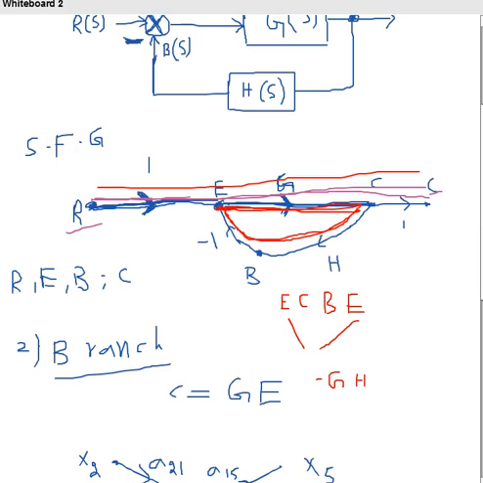So this is the forward path, right? Forward path is a path between input node to output node. So what is the gain? 1 into G into 1. So this is the forward path gain, and this is the loop gain, minus GH. Okay, understood definitions?